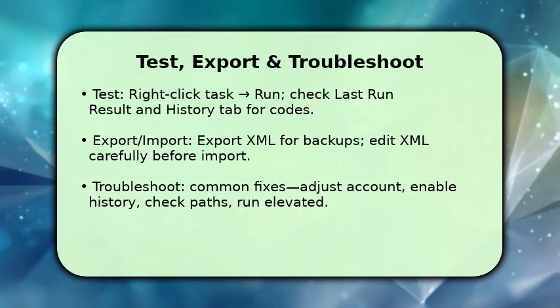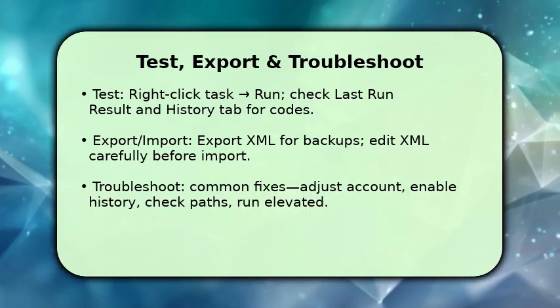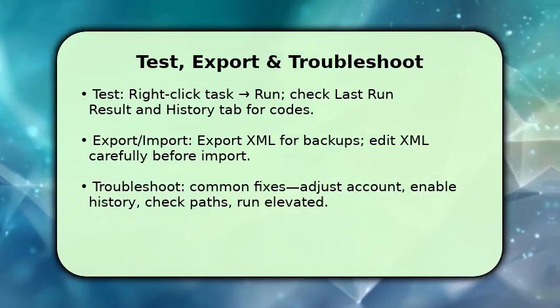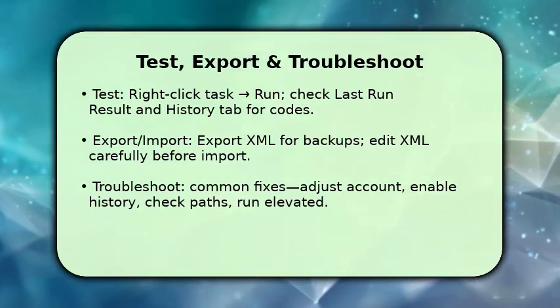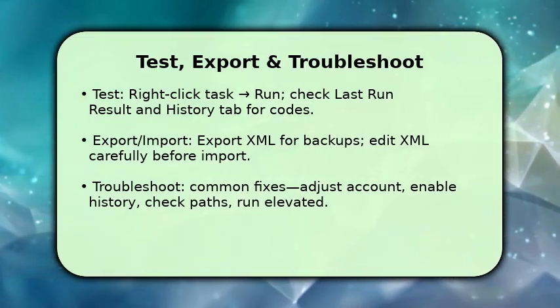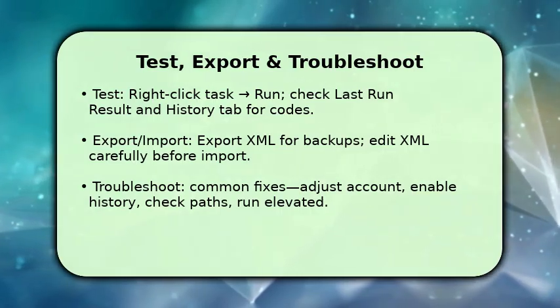Finish by testing, exporting, and knowing one key troubleshooting tip. Run the task manually and then inspect the last run result and the History tab to see success or error codes. Export the task to XML for versioning or transport. If you edit XML, validate paths and credentials before importing.